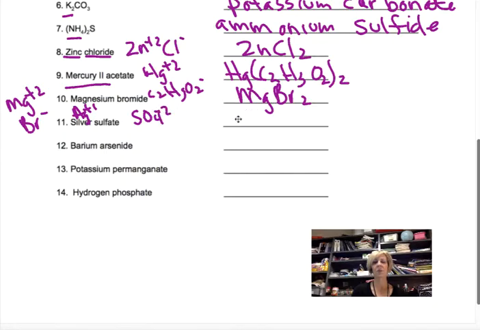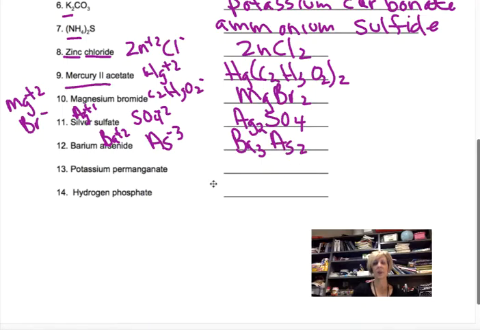Sulfate is SO4 -2, and so I just write silver, and I need 2 of them with the sulfate. Barium arsenide. Barium is a +2. Arsenide is a -3. It's in nitrogen's family. Everybody's a -3 there. So I'm going to need 3 of these, and I'm going to need 2 of those to make my negatives and positives balance.